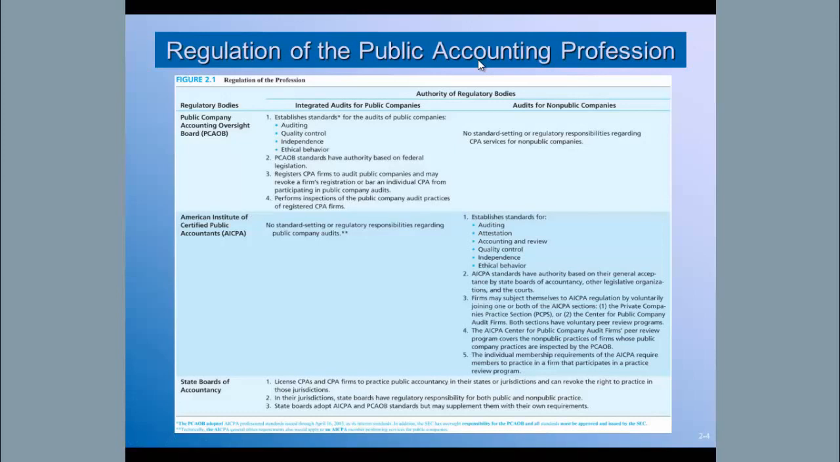All it does is it breaks down again. What does it tell you? This is what the PCAOB thinks: under all this stuff, under the public accountants, under the public companies, they don't touch the private. And the AICPA does the same thing over here on the private side.